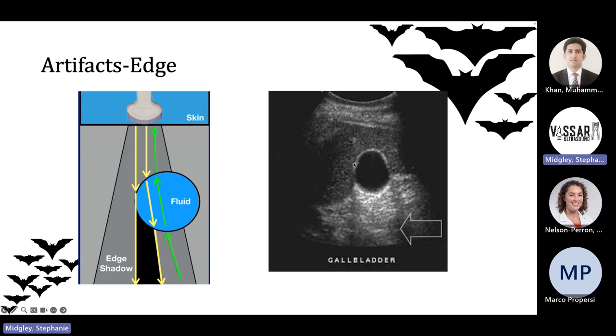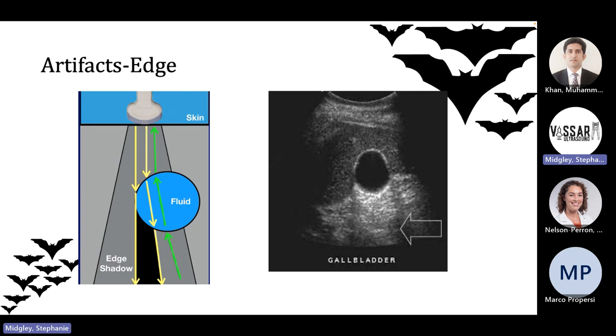And so what happens is this little strip here, none of the beams that hit this area made it back to the probe. And so the probe just thinks that there's nothing. It thinks it's like a void. And so you get a shadowing on it. So we call this an edge artifact. You'll see this any time there's a fluid-filled structure next to something solid.